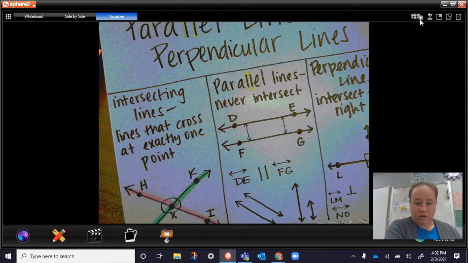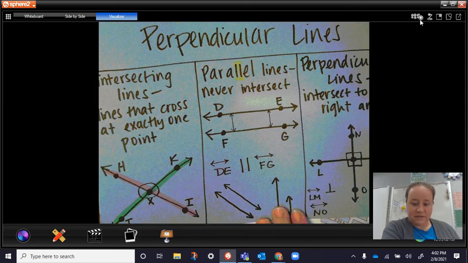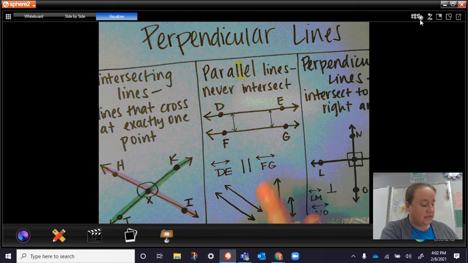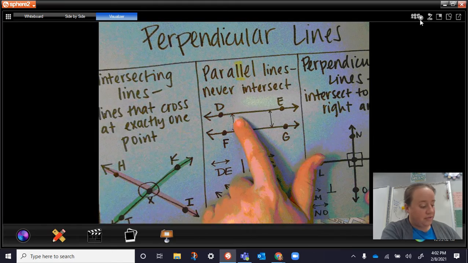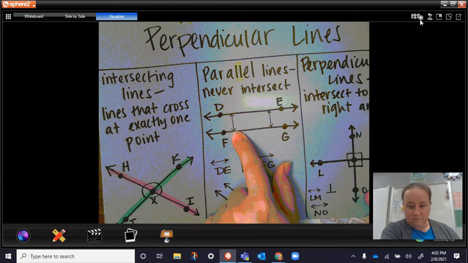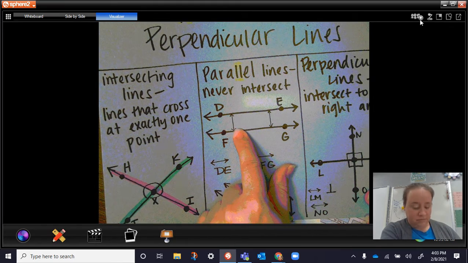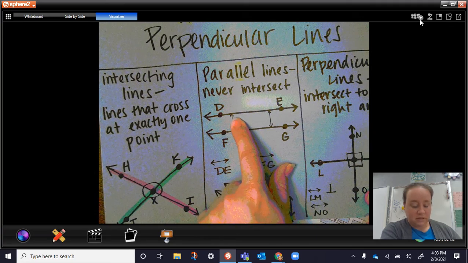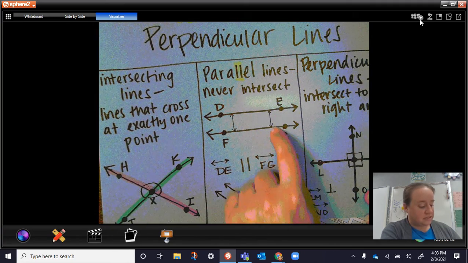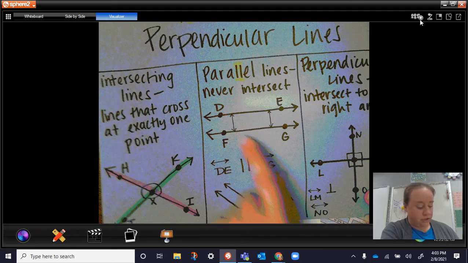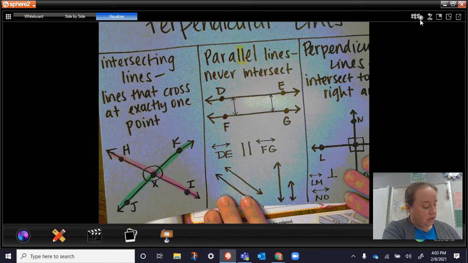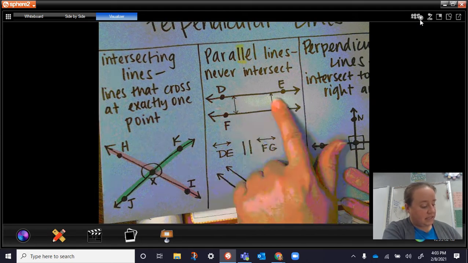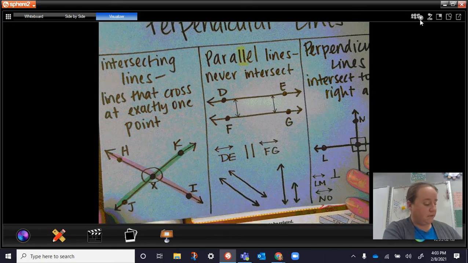Then this one in the middle, these are lines that never intersect. So these will never meet, they never come together. They are in the exact same position. If I look from this point to this point and this point to this point, they are the same distance from each other. So here DE we say is parallel to FG.